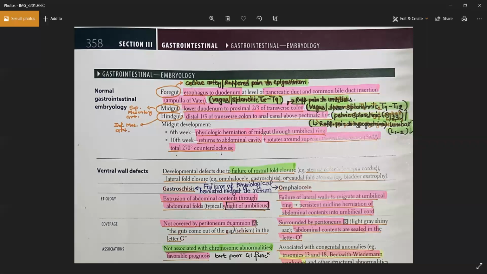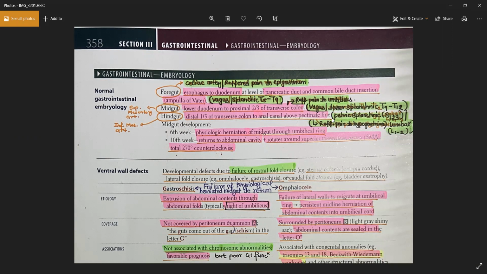Then comes the hindgut, which is supplied by the inferior mesenteric artery. The nerves which supply here include splanchnic nerves. Note that the thoracic splanchnic nerves are the sympathetic ones, but the pelvic splanchnic nerves, S1, S2, and S3, are the parasympathetic. If you remember the craniosacral division of your body, the cranial and the sacral part, these are the parasympathetic ones.